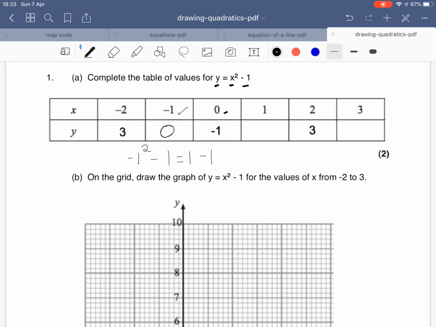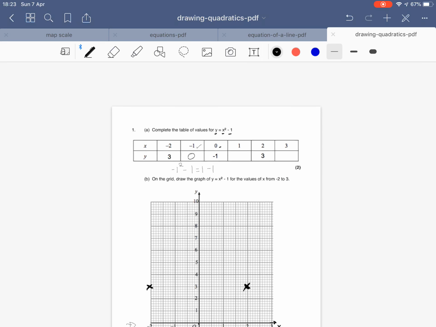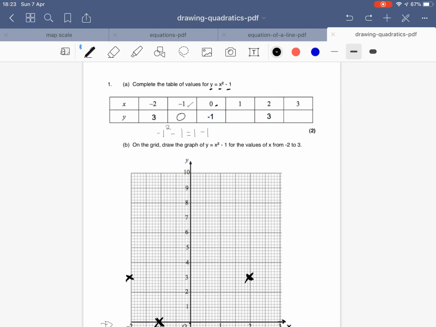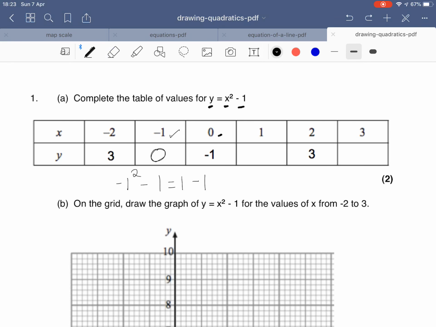So I'll have -1, 0. Let's see if it fits in correctly. So for -1, 0 would be here. That looks like it's going to be a curve, so that fits nice. If it was up here, obviously that wouldn't be right. Okay, so make sure you go back and double check how you can make your curve look correct.